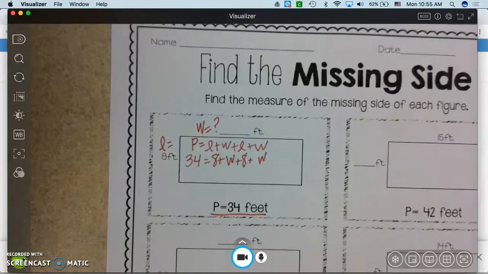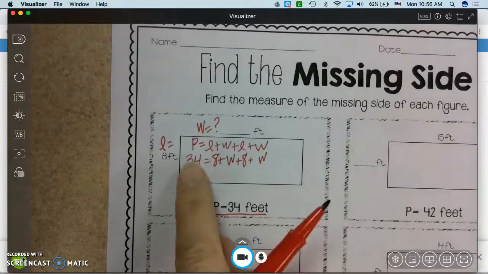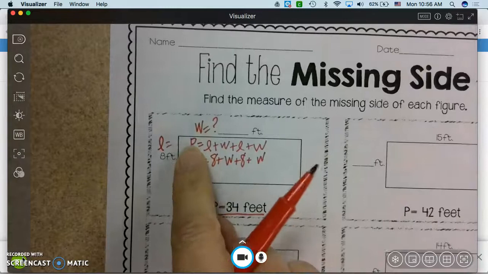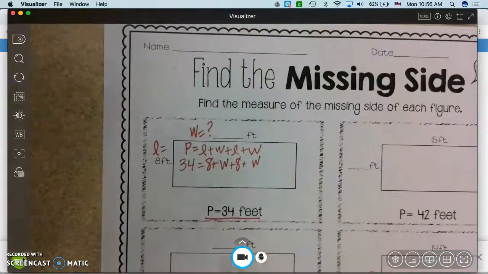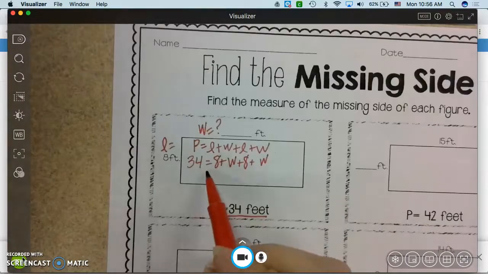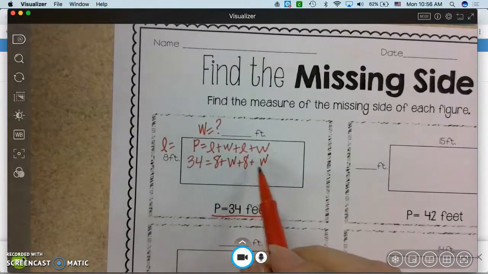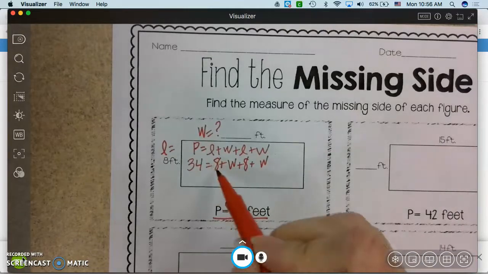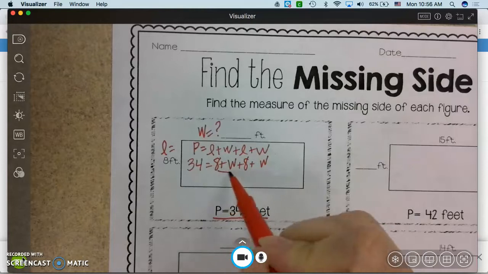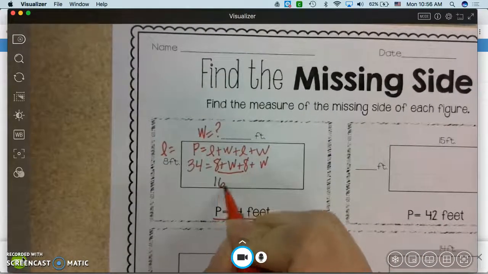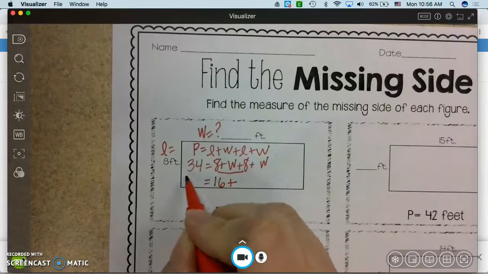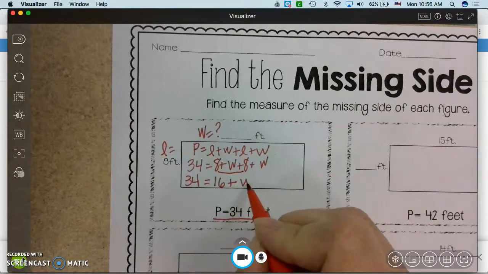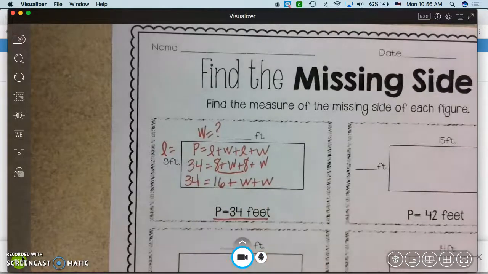So now instead of P equals L plus W plus L plus W, I substituted in the things that I know. I substituted in 34 for perimeter and 8 for my length. So now I have 34 is equal to 8 plus W plus 8 plus W. Remember, W stands for width? Good. So let's put together the things I know. So I know that 8 plus 8 is what? And I know my perimeter is still 34. And I don't know the width, but I can put that down like that.